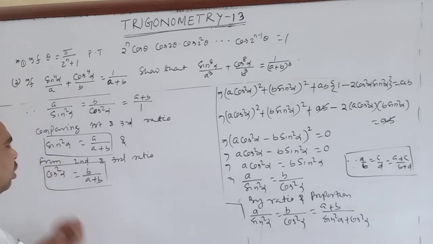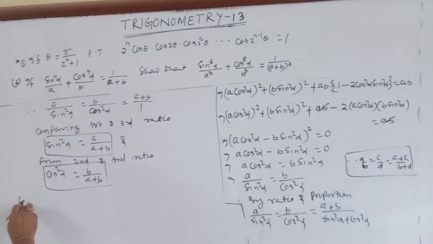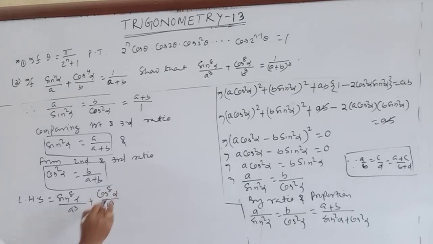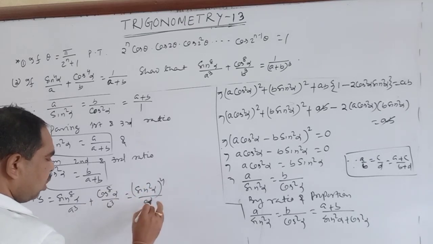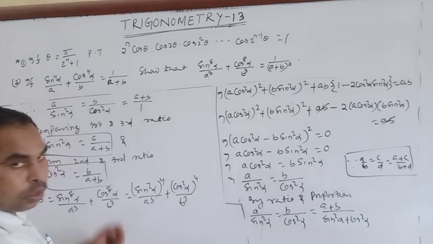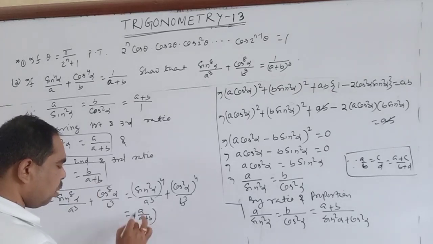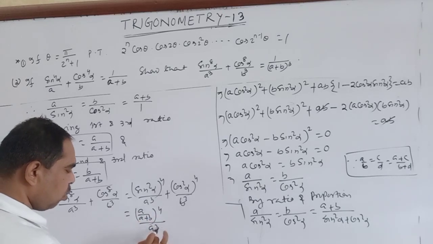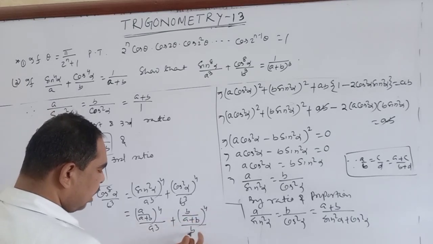So sin square alpha is equal to a by a plus b, cos square alpha is equal to b by a plus b. Therefore LHS part: sin to power 8 alpha by a cube plus cos to power 8 alpha by b cube is equal to sin square alpha power 4 by a cube plus cos square alpha power 4 by b cube. So what is sin square alpha? Sin square alpha is a by a plus b. This is a by a plus b power 4 by a cube plus b by a plus b power 4 by b cube.